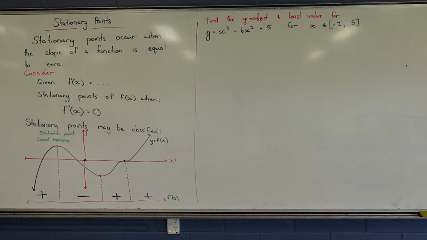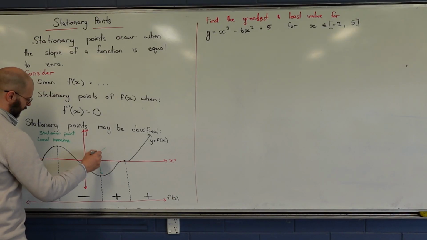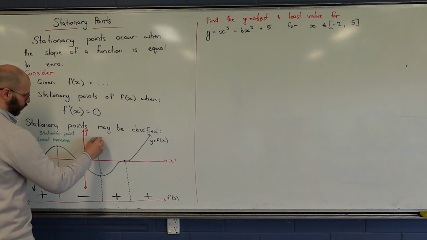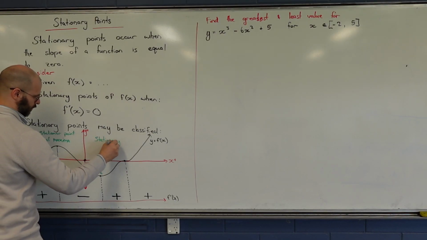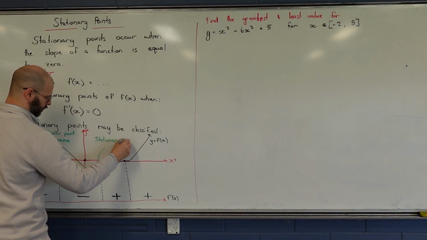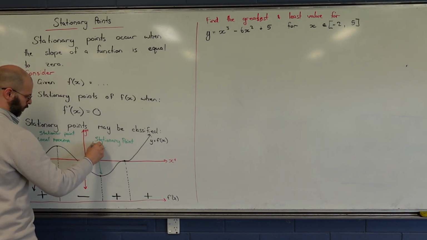Okay, the next one. Where would we see our next local something or other? At a turning point or stationary point? Down here. This guy over here is a stationary point, also known as a turning point, and it is called a local minima.